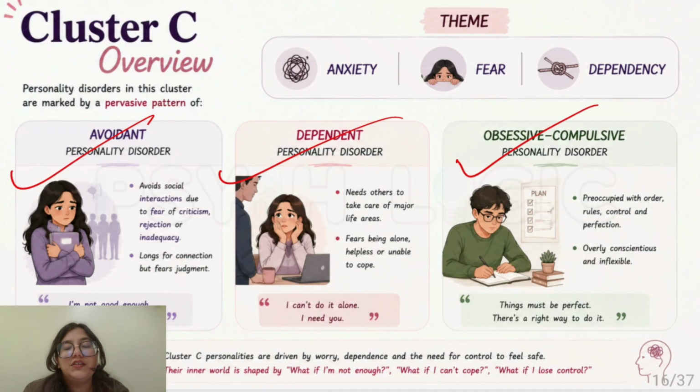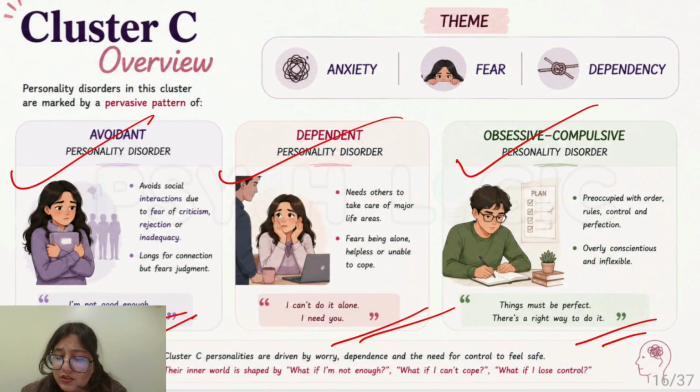Avoidant personality disorder would be like, I want to join you, but I'm scared that you'll reject me. Then we have dependent personality disorder. They're saying, please, please stay with me. I don't think I can manage on my own. While an obsessive compulsive personality disorder person would say that everything needs to be perfect.